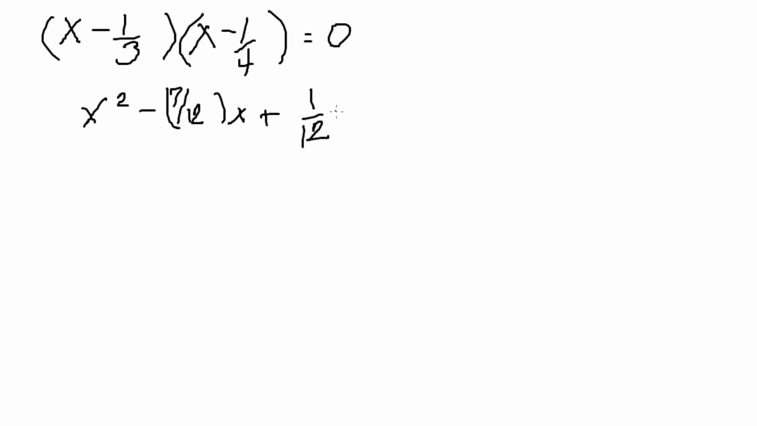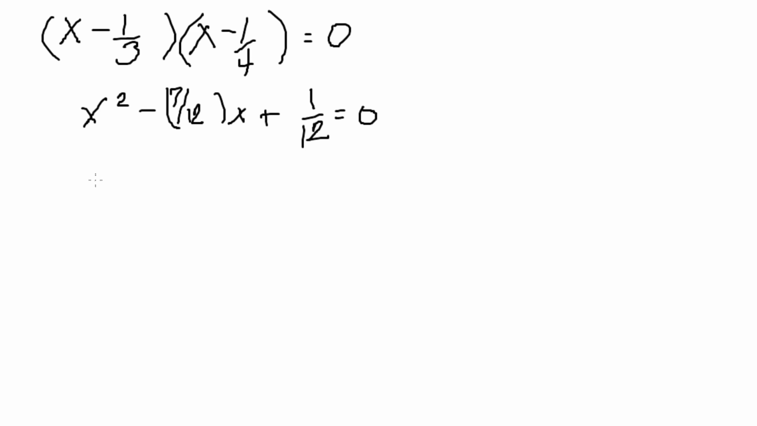To find the sum of roots, simply add 1/3 and 1/4. This gives us 7/12. To find the product of roots, multiply 1/3 and 1/4. This yields 1/12. So, we substitute these values back into our standard form. The result is x squared minus 7/12 x plus 1/12 equals 0.